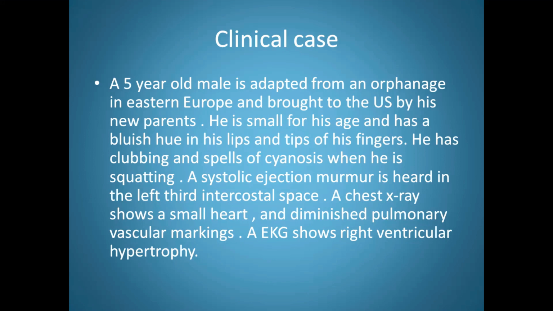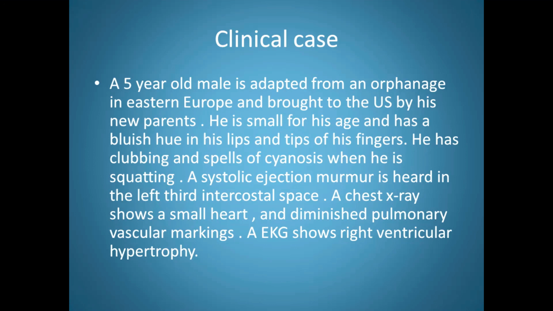So guys, let's see the clinical case. A 5-year-old male is adopted from an orphanage in Eastern Europe and brought to the US by his new parents. He is small for his age and has a bluish hue in his lips and tips of his fingers. He has clubbing and spells of cyanosis when he is squatting. A systolic ejection murmur is heard in the left third intercostal space. A chest X-ray shows a small heart and diminished pulmonary vascular markings. An EKG or ECG shows right ventricular hypertrophy.